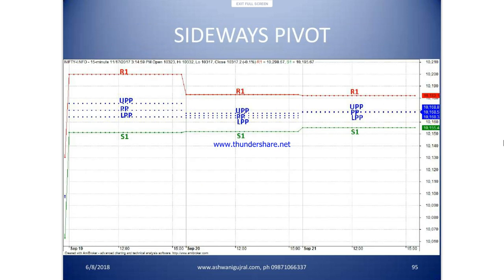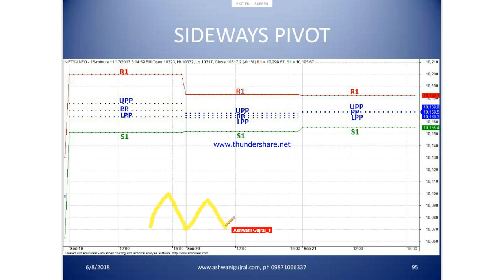These are sideways pivots. So basically in a sideways pivot, you fade boundaries. On S1 you buy, on R1 you sell, again next day R1 you sell, S1 you buy. Now will it always be very well defined? No. Sometimes it will be all over the place, but if you can make out where the boundaries are, that is the way to trade a sideways market.